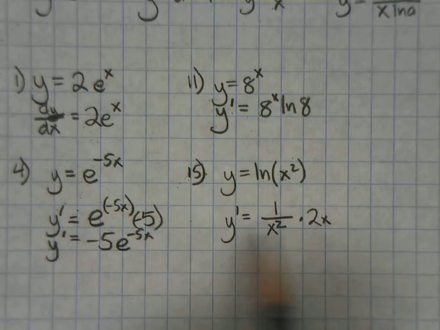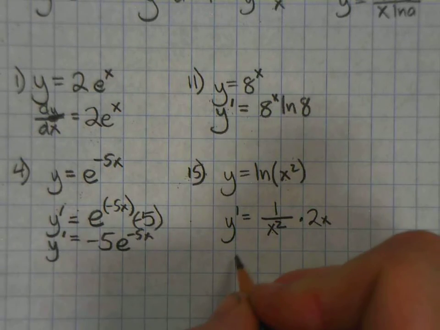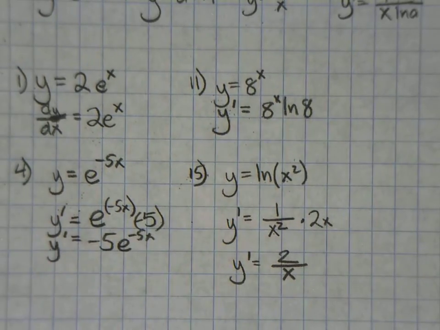You could leave y prime like this, but you should be able to see pretty easily that x divided by an x in the denominator would be 1. So we end up with y prime is our leftover 2 over our leftover x. I hope that helps.